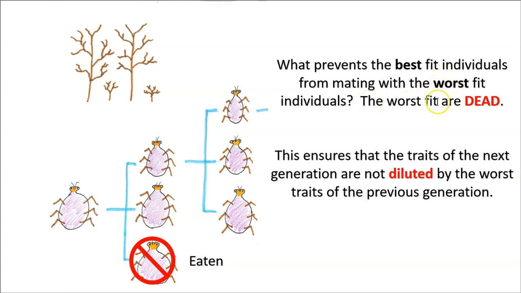Now, what is it that prevents the best fit individuals from mating with the worst fit individuals? Well, the worst fit individuals are dead. And this was a theoretical concern for Darwin, because if there is this variation, what's to prevent the thin-bodied ones from mating with the thick-bodied ones? And here's where Darwin had that insight. Oh, the thicker-bodied ones are going to be eaten more, so they're not going to be around. So this ensures that the traits of the next generation are not diluted by the worst traits of the previous generation.